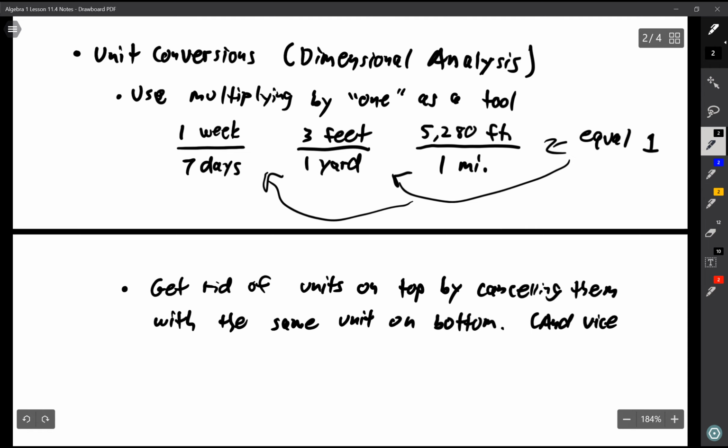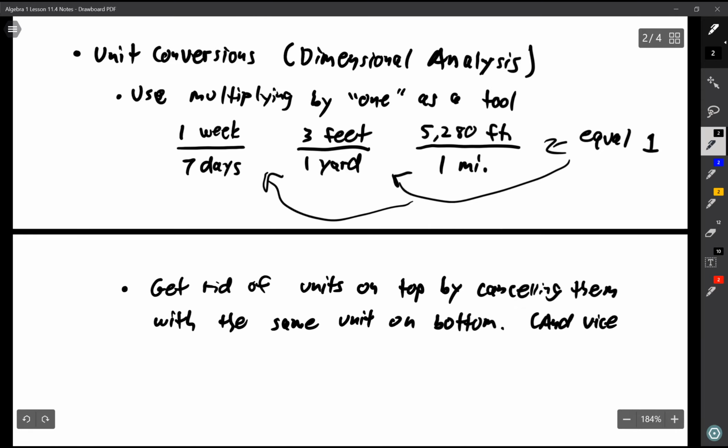And vice versa. So, for example, let's just say I had initially 1 yard, and these are technically on top. And I'm wanting to get some expression in terms of miles.